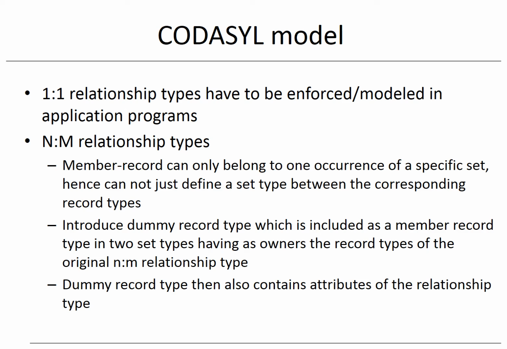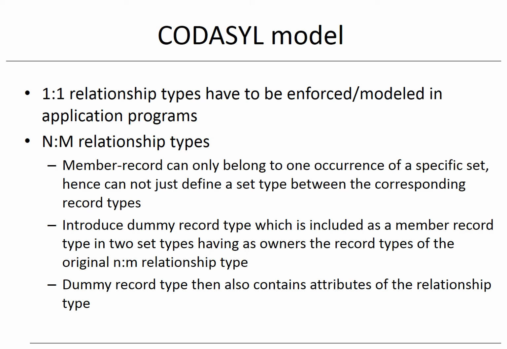As with the hierarchical model, one-to-one relationship types have to be again enforced or modeled in the application programs, which is not nice. N-to-M relationship types need to be also modeled using a workaround. A member record can only belong to one occurrence of a specific set. Hence, we cannot just define a set type between the corresponding record types.